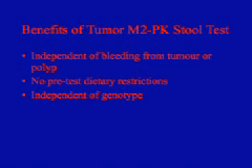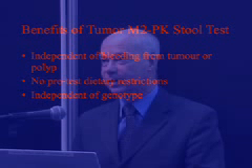Tumour M2-PK, because it's a metabolic activity marker, is also independent of bleeding from either the tumours or polyps, and that means that it has the ability to pick up non-bleeding lesions. There are no pre-test dietary restrictions, so again that makes life easier as far as the patient is concerned. And because it's independent of genotype, it's applicable to a general population screening. It's not restricted to one particular part of the overall population.